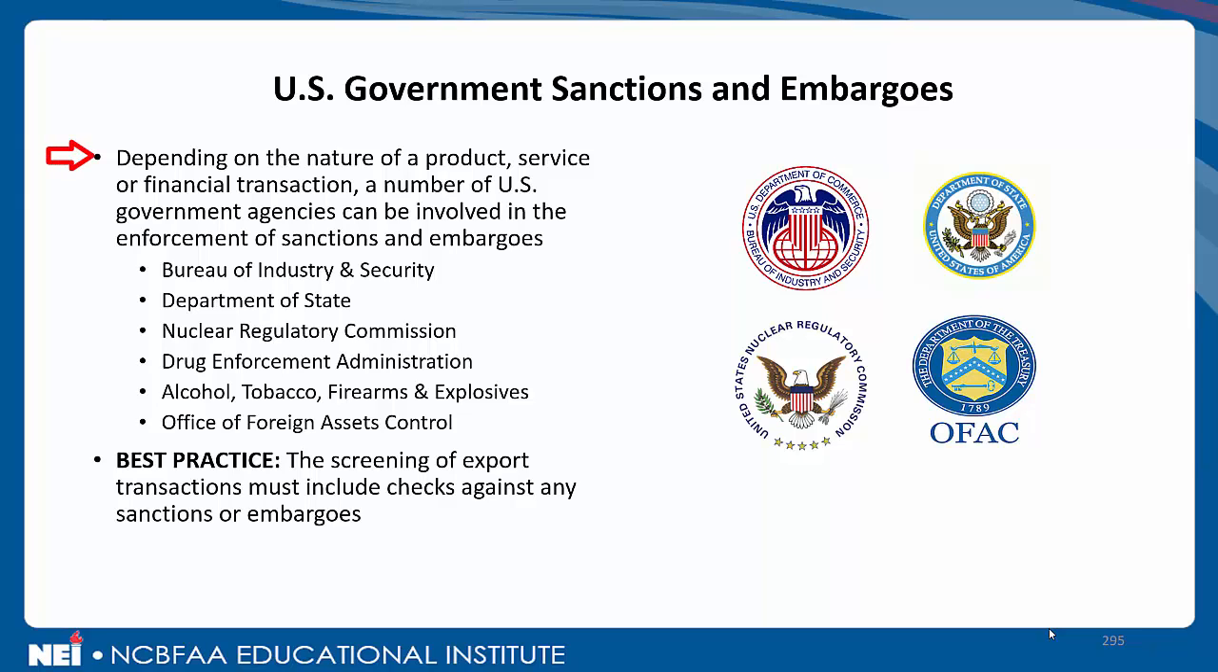Depending on the nature of a product, service, or financial transaction, a number of U.S. government agencies can be involved in the enforcement of sanctions and embargoes. For example, BIS, Bureau of Industry and Security. We should be well familiar with them by now. Department of State, for certain, especially related to defense-related products. The Nuclear Regulatory Commission, the DEA, Drug Enforcement Administration, ATF, Alcohol, Tobacco, Firearms, and Explosives, and OFAC, as we mentioned a moment ago. So depending on the nature of the product, different agencies are going to be involved in the enforcement of sanctions and embargoes.